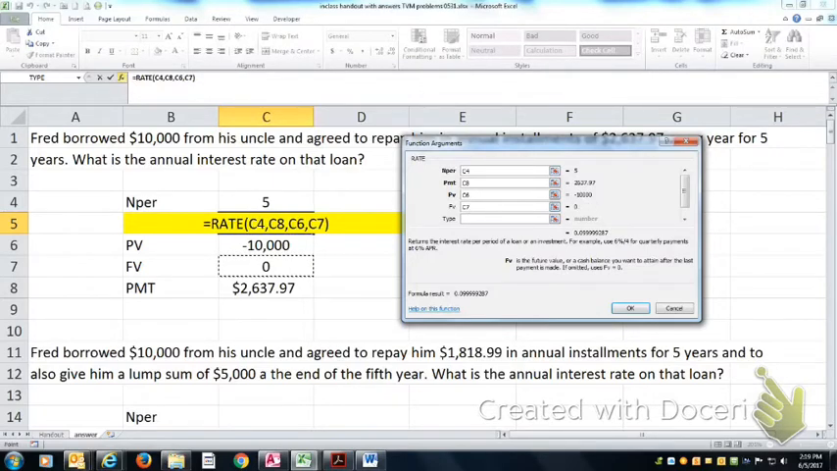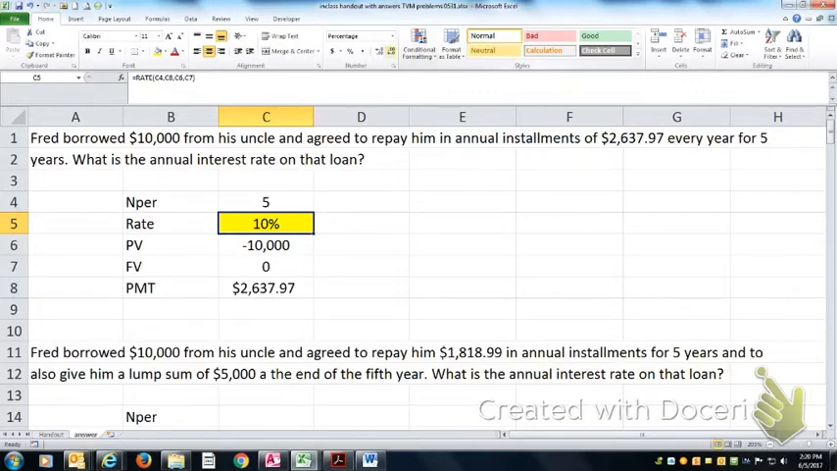You really don't need to put in the type at this stage, and I'm using cell references for a reason, because all these problems solve for rate. If I'm using cell references, then I can just copy this whole mess down and use it again. I'll show you how that works when I do the next iteration of this problem. Hit the OK button, and that's the annual interest rate on this loan because it's making annual payments.